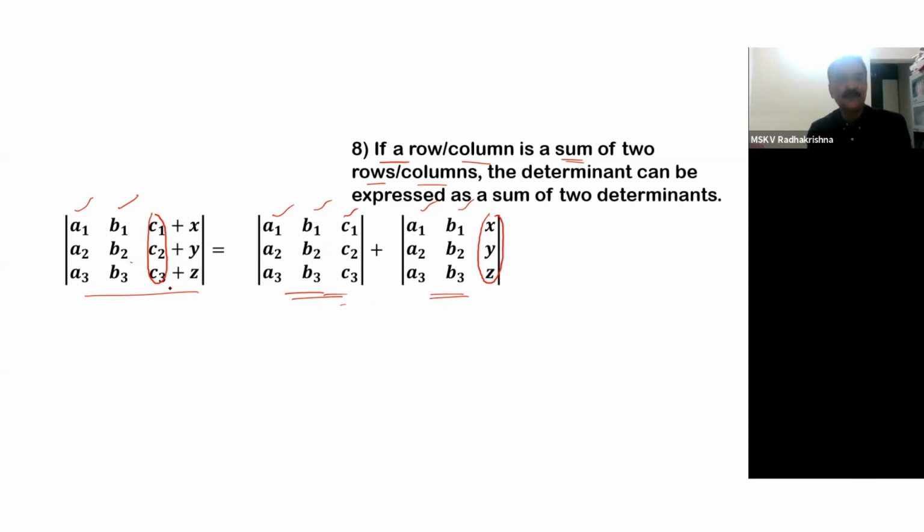The same thing is applicable for rows. If a row is given as a sum of two rows, you can express the determinant as a sum of two determinants. Similarly for subtraction, suppose this is minus: C1 minus X, C2 minus Y, C3 minus Z. Then you can express it as a difference of two determinants like this. Okay.